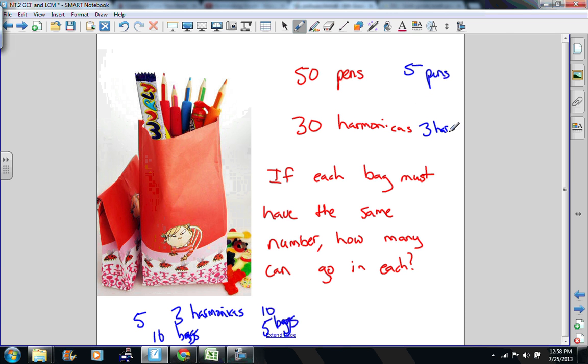3 harmonicas. Now the way that you could have done this using greatest common factor would be to find the greatest common factor between these two numbers, and it would have been 10. So it would have told you that there are 10 bags, and you figure out how many go in each. But it's really just kind of a critical thinking problem. Okay, if you have questions on that, please ask me.